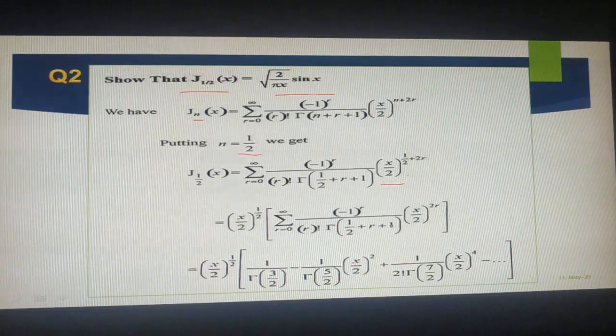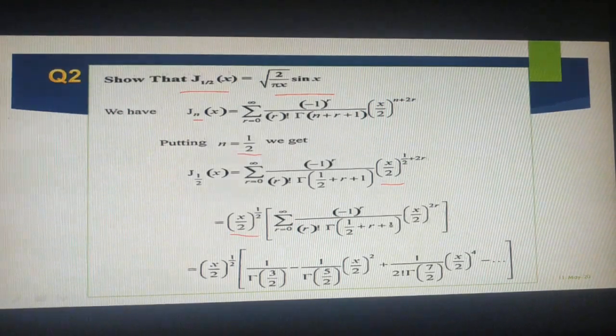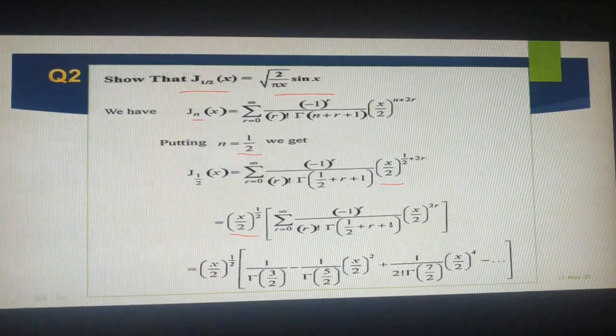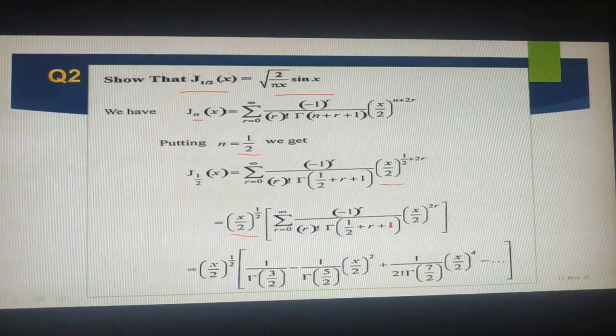This we can write as x by 2 whole to the power of half into x by 2 whole to the power of 2r. That x by 2 whole to the power of half, better to write outside because there may not be any change. r is only changing in this series, so this we can keep outside, and the remaining, whatever we have, better to keep inside because it's changing, r equal to 0 to infinity, right? So summation r equal to 0 to infinity, minus 1 whole to the power of r by r factorial gamma of half plus r plus 1, x by 2 whole to the power of 2r.